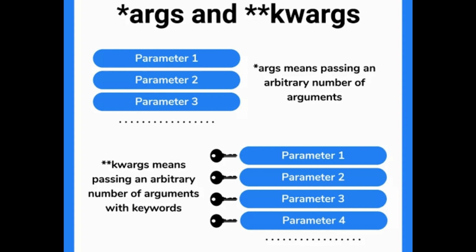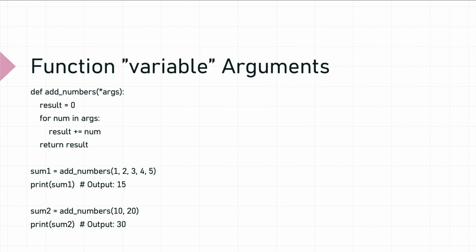Now these notations are commonly used when you want to create more flexible and generic functions that can handle different numbers of arguments. Star args allows you to pass a variable number of non-keyword arguments to a function, and it collects these arguments into a tuple. Here's a simple code example.